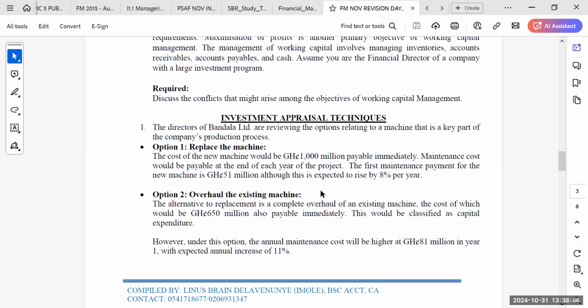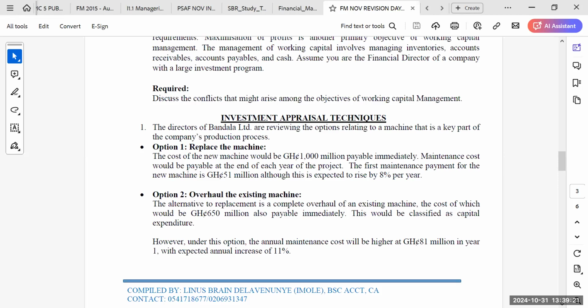1,000 million payable immediately. This is also going to be the initial payment, assumed to be paid immediately unless the question is stating otherwise. Maintenance costs will be payable at the end of each year of the project. The first maintenance payment for the new machine is 51, although this is expected to rise 8% per year. So the first amount that we are going to be paying is 51. That will be at the end of the year. Then year 2 going forward will be increasing by 8%.